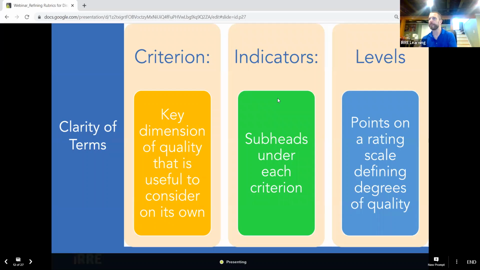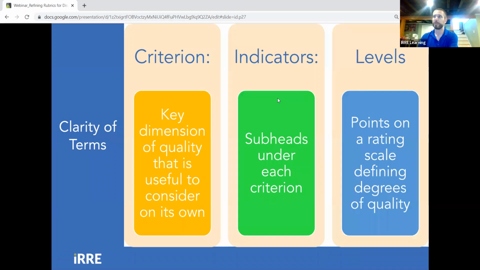I want to be very clear in defining a few terms that we'll use throughout the presentation. This terminology is common throughout the field, but particularly the rubric for rubrics we're referring to today was published by the Educational Testing Service, who is a giant in the standardized testing world.